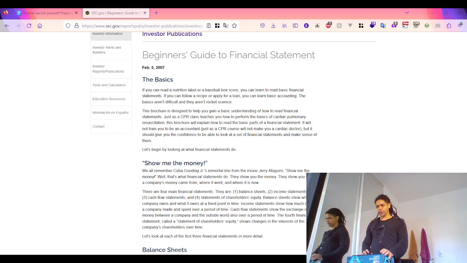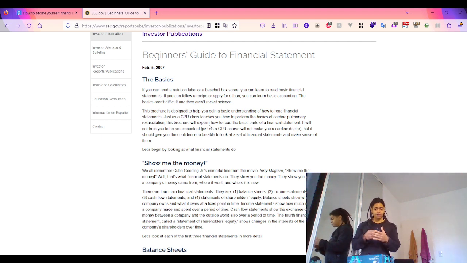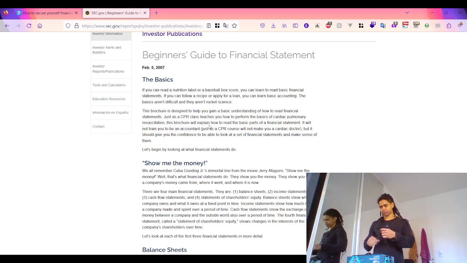So what I'm gonna do here is look at this section, the beginner's guide to financial statements, and make a quick recap of that. After all, the financial statements show you the money. That's all they do. So you have the balance sheet, which shows what a company owns and what it owes at a fixed point in time.